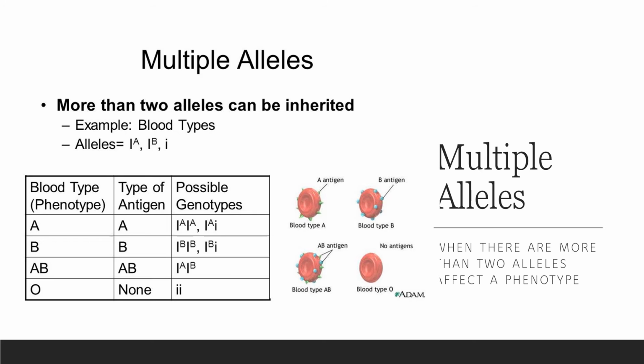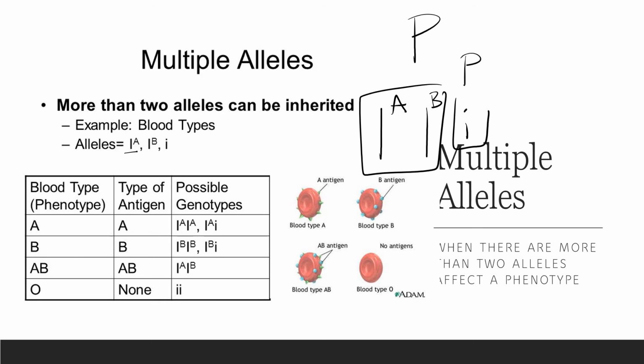Multiple alleles is when you have more than one allele, or excuse me, more than 2 alleles. Before, we've only been looking at capital P and lowercase p. But in this case, for blood type, you could have IA, IB, or little i. What this means is that these 2 types are codominant and this type is recessive. So the combinations get a little bit more fuzzy here.